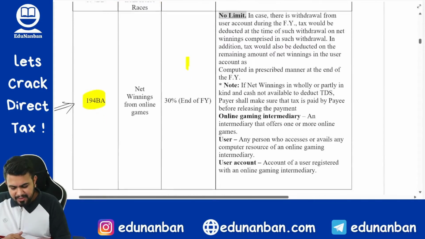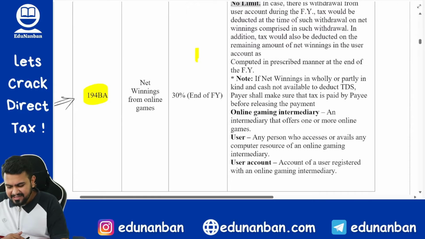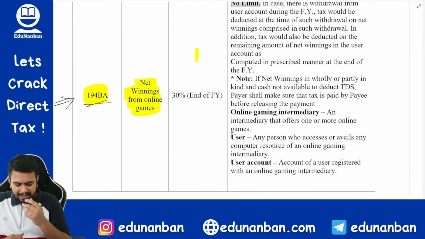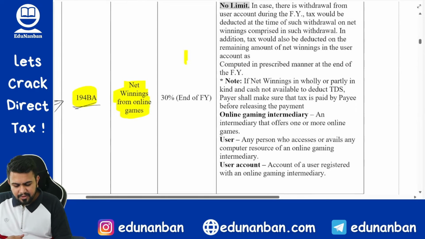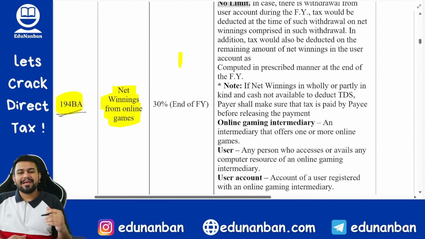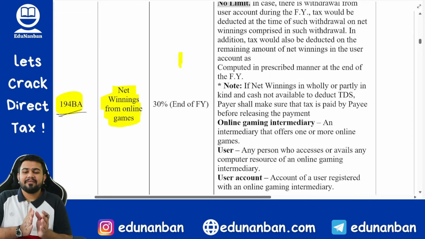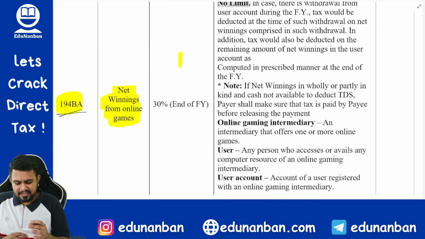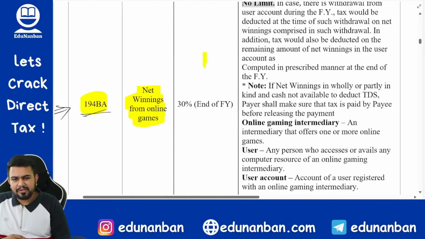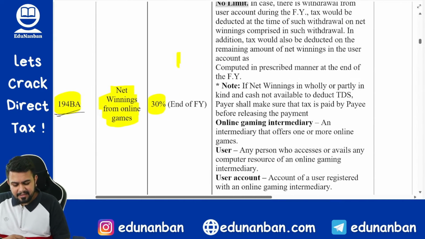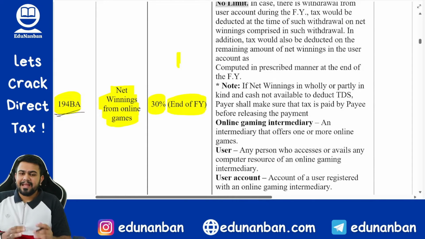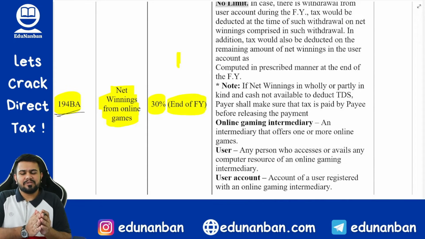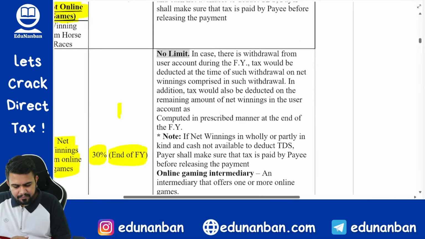Now let's come to the new section, a brand new section: section 194BA. That is TDS on net winnings from online games. Okay. So if there are any winnings from online games, we have already studied the tax rate on that, which we studied in the income from other sources amendments. Now we are discussing the TDS on winnings from online games. So the TDS rate, like the tax rate, is 30%, and here the TDS is deducted at the end of the financial year. It is deducted in between also and at the end also. We will discuss how.